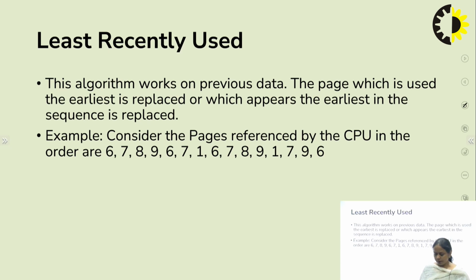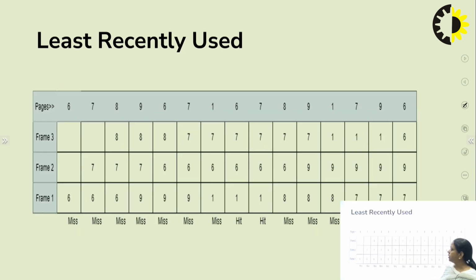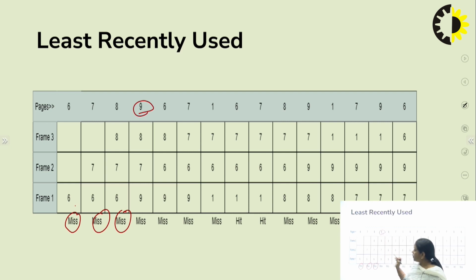Fine. You can see here. 6 first miss, 7 second miss, 8 third miss, 9. Now we have to replace a particular element. So we will check least recently used. Recently we have used 8, we have used 7, but we have used 6 least recently. That's why we will change the 6 here. Fine. Then 6 will be replaced by 9.